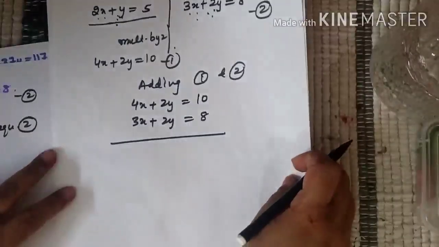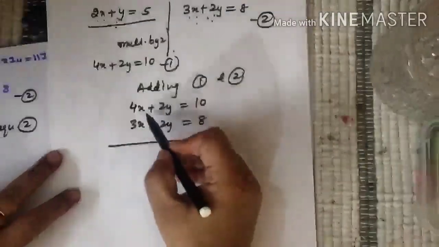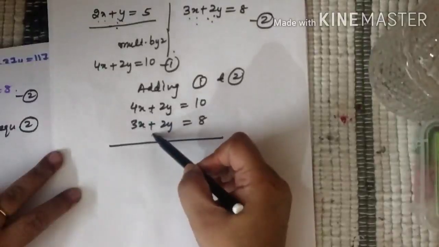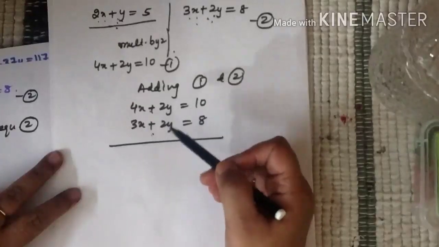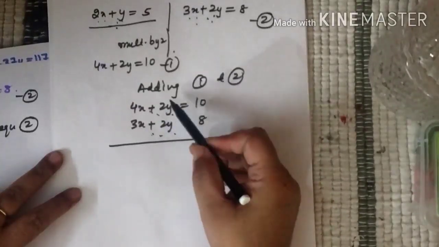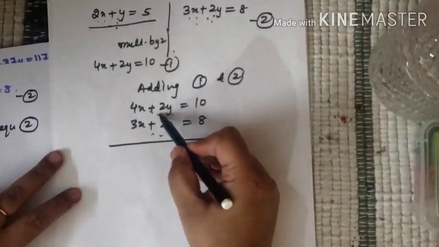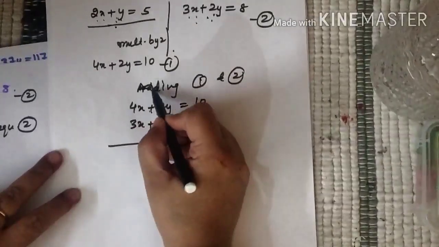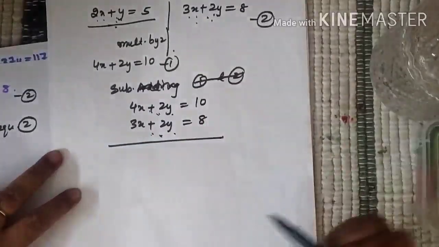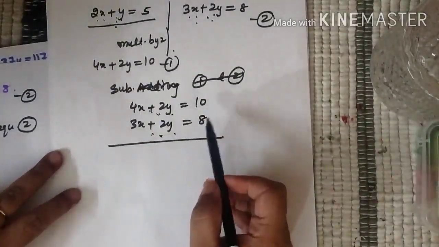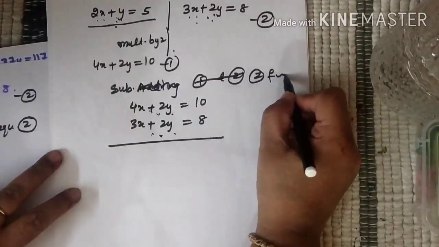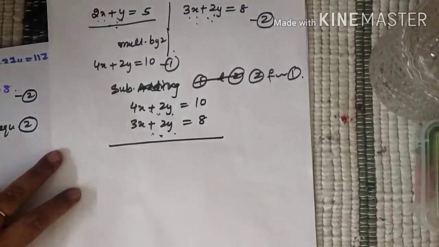Do we have to add or do we need to subtract? Adding or subtracting depends on the signs of the terms of the variable for which we have made the coefficient same. Here is plus, here is plus. So adding won't do, we'll have to subtract these equations. Right? So which one am I subtracting? I'm subtracting equation 2 from 1.